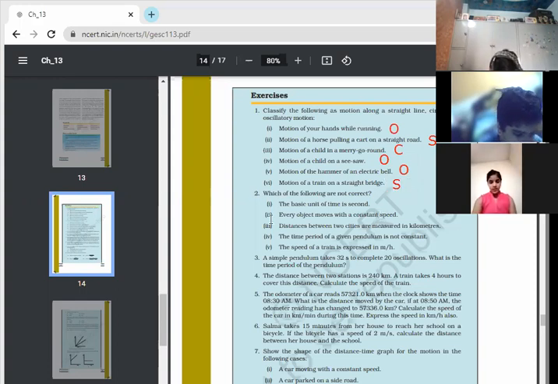Which of the following are not correct? So you have to tell which is not correct.